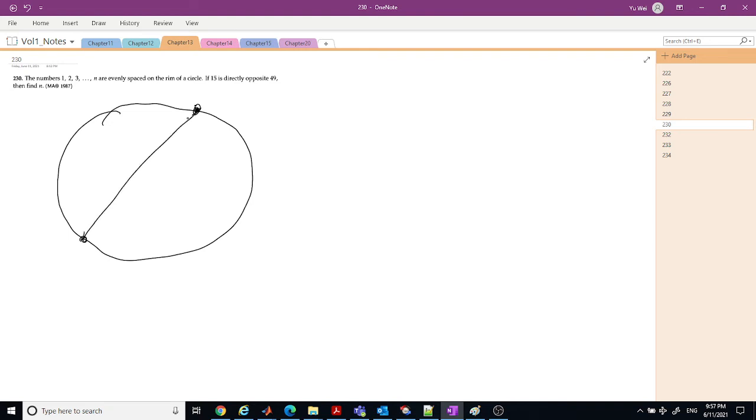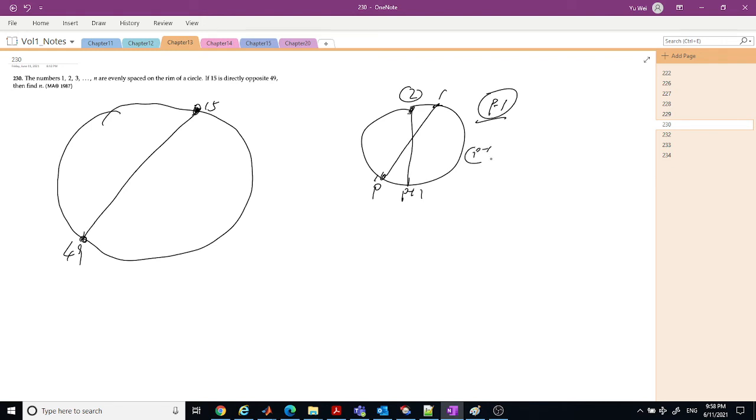If number 15 is opposite to 49, right? So if you draw a circle, if 1 is opposite to p, then 2 is opposite to p plus 1. So the difference is p minus 1. The difference between these two is also p minus 1. So for 49 and 15, the difference is 34.